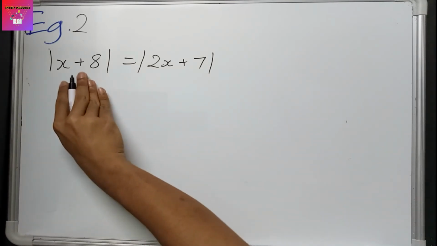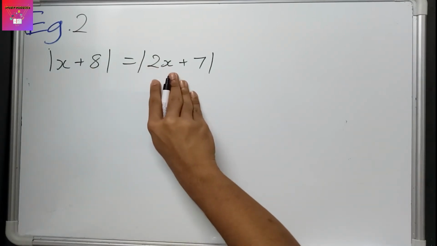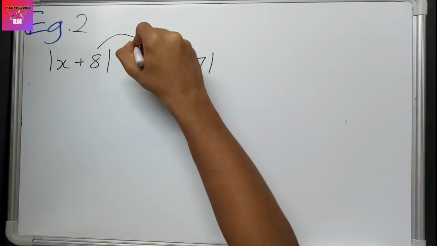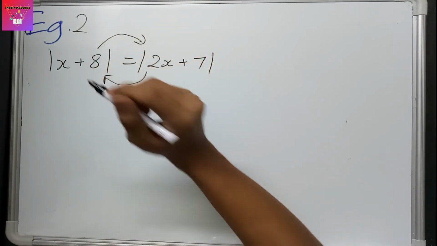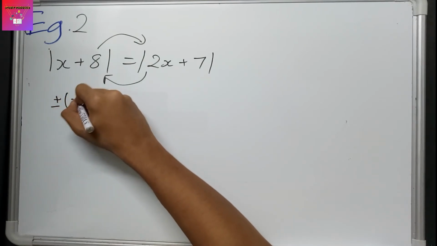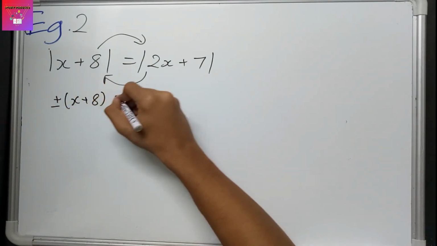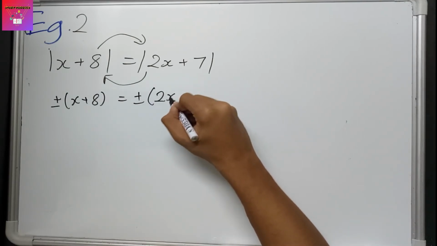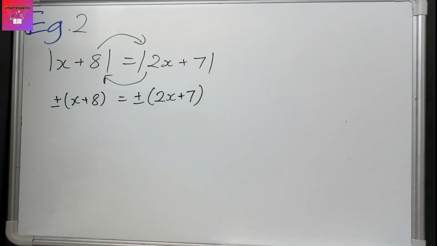So now we have to bring the modulus from the left hand side to the right hand side, and also from the right hand side to the left hand side, which means this modulus would go here and this modulus would go here, causing both sides to have a plus minus symbol. So it's going to be plus minus (x plus 8) equals plus minus (2x plus 7).